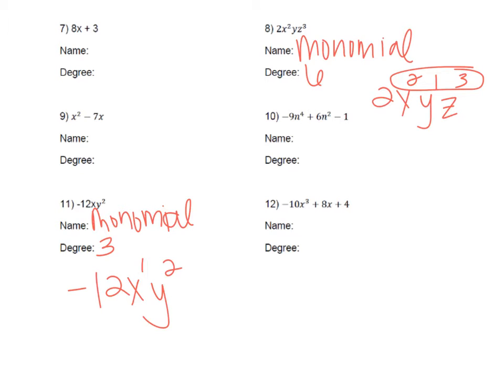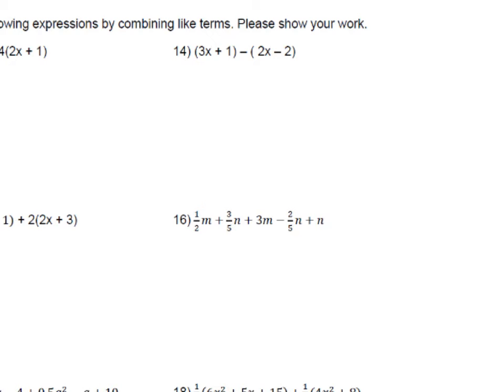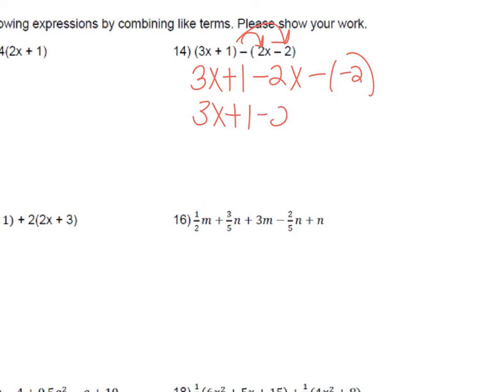Okay, so now let's go to the next page. I want to look at number 14. We have to make sure that we're subtracting each term in the parentheses. A lot of you subtracted the 2x, but did not subtract the negative 2. So I'm going to start with 3x plus 1. And then I'm subtracting the 2x and then subtracting the negative 2. So really what happens is this turns into minus negative 2, so it becomes a positive 2. Okay, you have to distribute out that subtraction to each one of those terms.